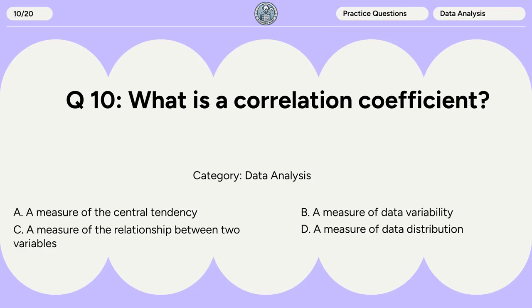Question 10. What is a correlation coefficient? A. A measure of the central tendency. B. A measure of data variability. C. A measure of the relationship between two variables. D. A measure of data distribution.